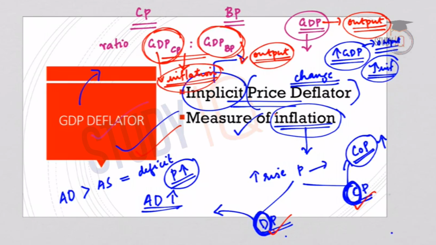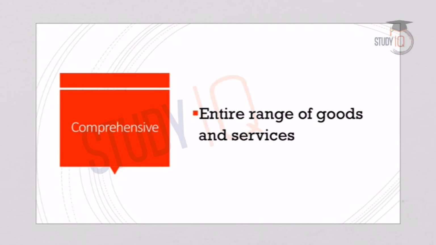So that is what is measured under GDP deflator. And why is GDP deflator considered a comprehensive measure? Comprehensive means including everything. Why is it considered to be comprehensive? This is because the entire range of goods and services produced in the economy are considered under the GDP deflator.